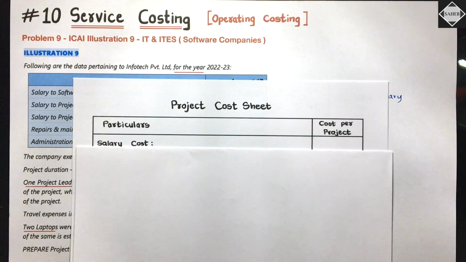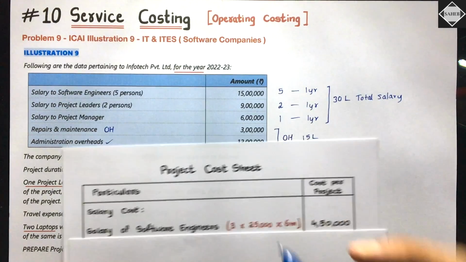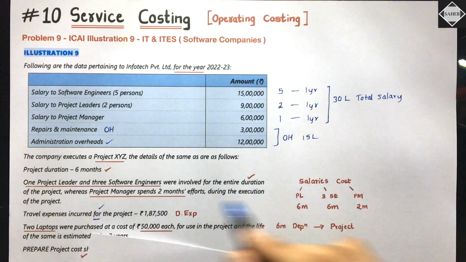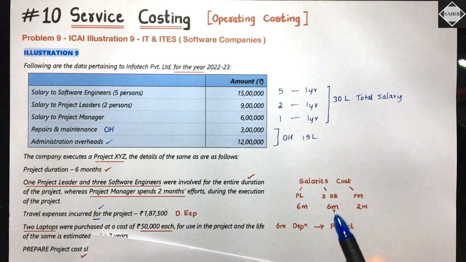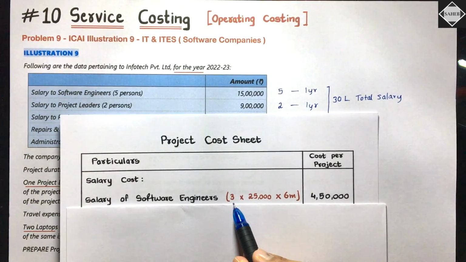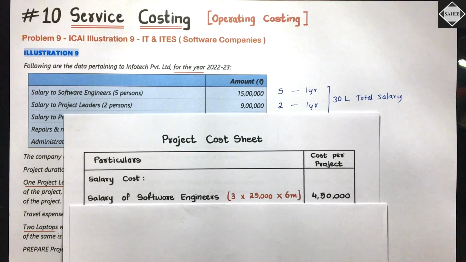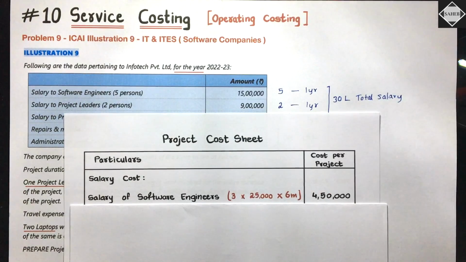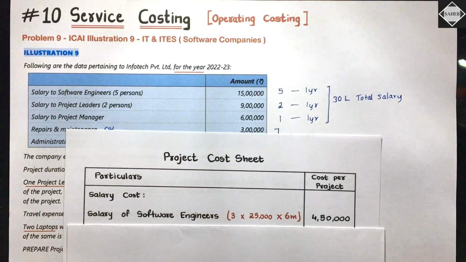First salary cost we are taking. Salary of software engineers. Can you directly take this? No, you can't take it like this. You have to see the chart, whatever they said regarding the project: 3 software engineers for 6 months. Per month salary of a software engineer is 25,000. So 3 into 6 into 25,000, that's equal to 4,50,000.